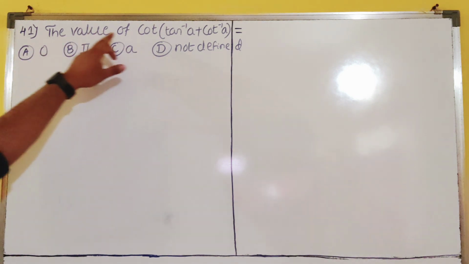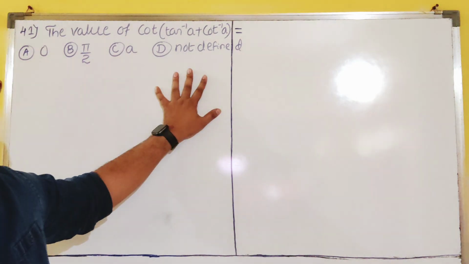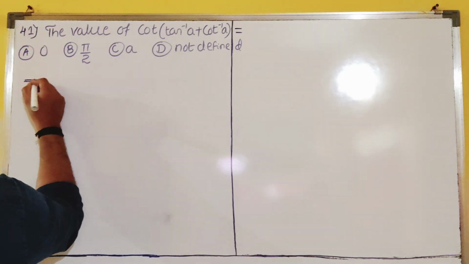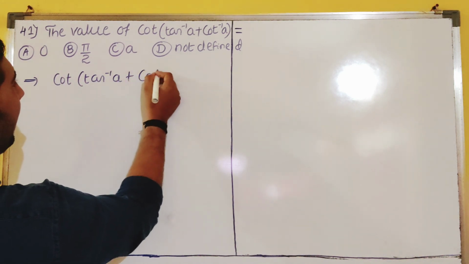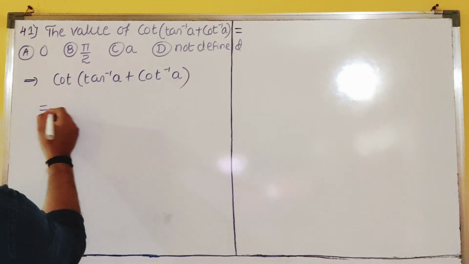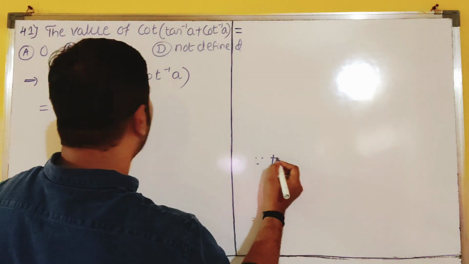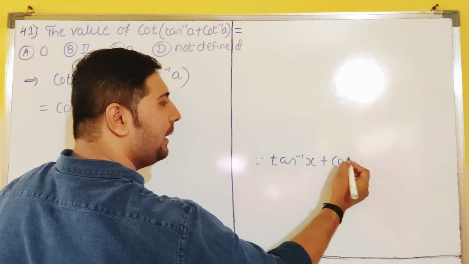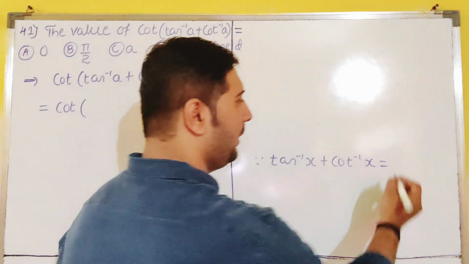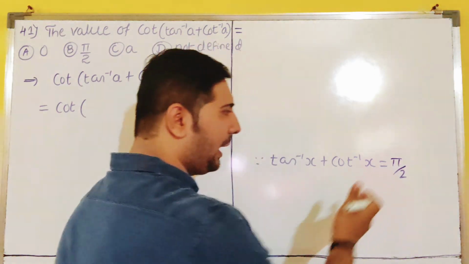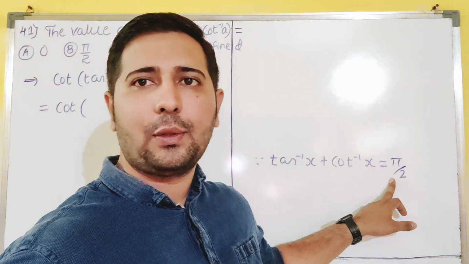Question number 41. The value of cot of tan inverse A plus cot inverse A is equal to. So in these 4 options, which is the correct one, we have to say. Very simple. Now see, cot of tan inverse A plus cot inverse A. We know the property: tan inverse x plus cot inverse x, dear students, is how much? The property is done in the classes, I think. Even I proved it in 2 marks or 3 marks inverse trigonometric questions. So tan inverse x plus cot inverse x is pi by 2, dear students.